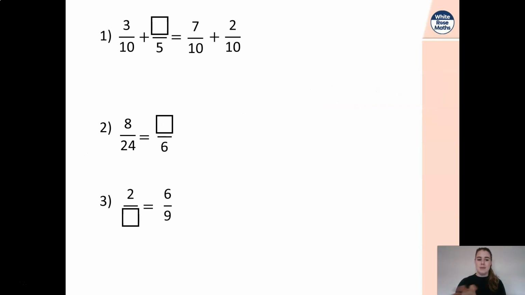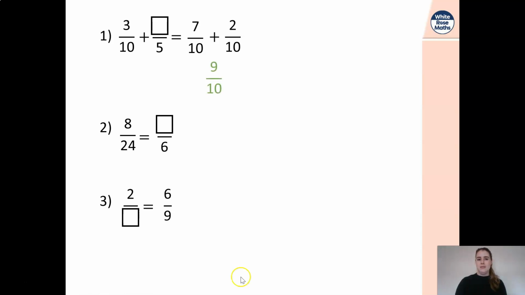So this is going to be recapping the fractions work that we looked at yesterday, okay? So can you find the missing number for this fraction here? Remember, this is the equal symbol, so they've both got to be the same total on each side. Here, this looks like it's going to be an equivalent fraction, and the same goes for this one here as well, okay? So pause the video, set yourself a 5-minute timer, and have a go.